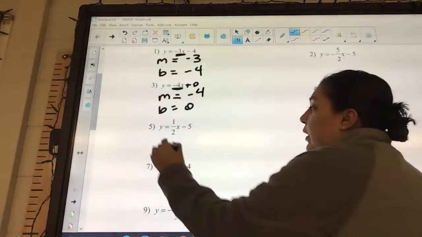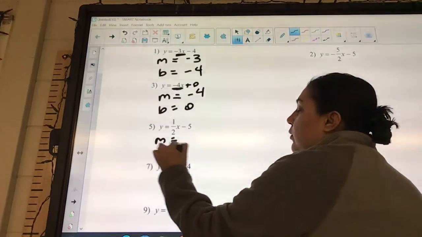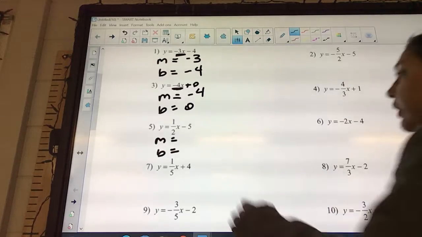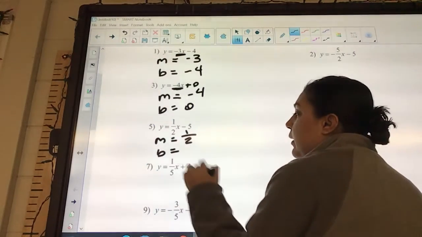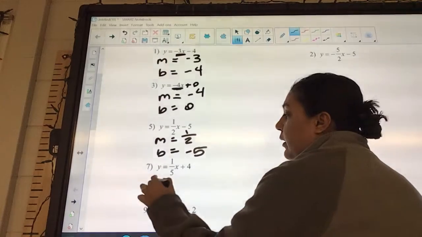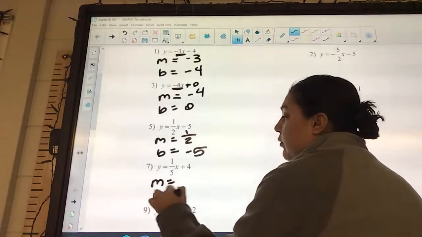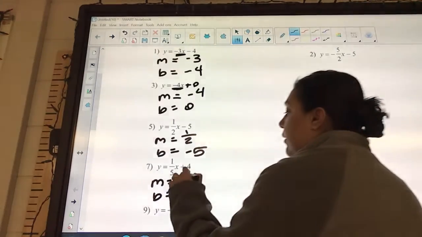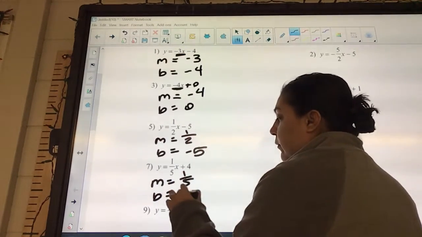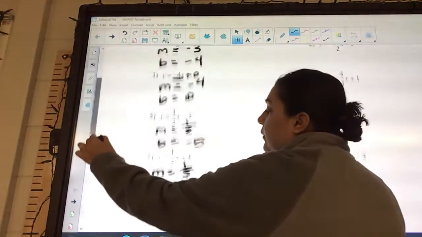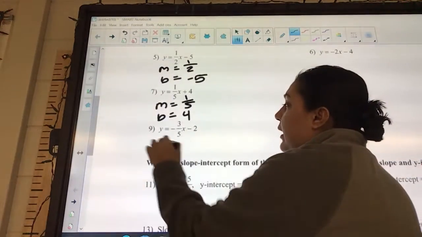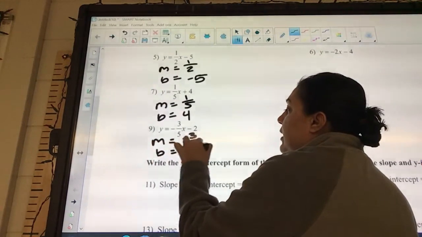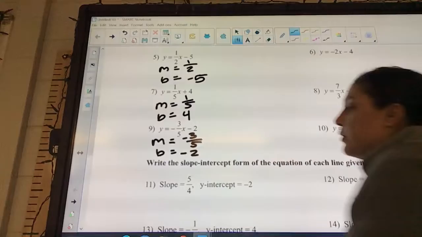Okay, looking at 5, we got M equals, B equals. Okay, what is my M? 1/2. What's my B? -5. Okay, 7, I got M equals, B equals. Okay, what's my M? 1/5. What's my B? 4. Good. Okay, take a second and do 9. Maybe pause it if you want to. You should get -3/5 for your M and -2 for your B.